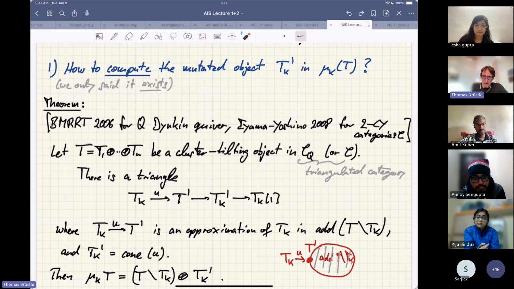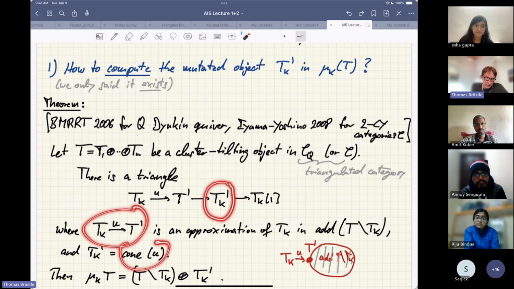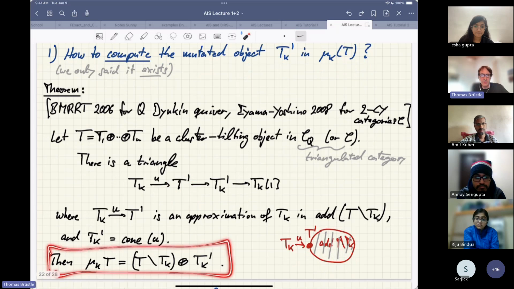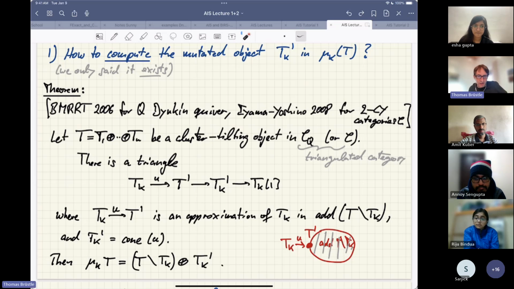So you define, in that general context of a cluster category or a two-Calabi-Yau category, the mutated summand tk prime to be the cone of the approximation of tk in the remaining part of t. That's the construction. This is how you mutate. Is that okay? You see there, you use some machinery of triangulated categories, which I did not explain. But that's how it works.